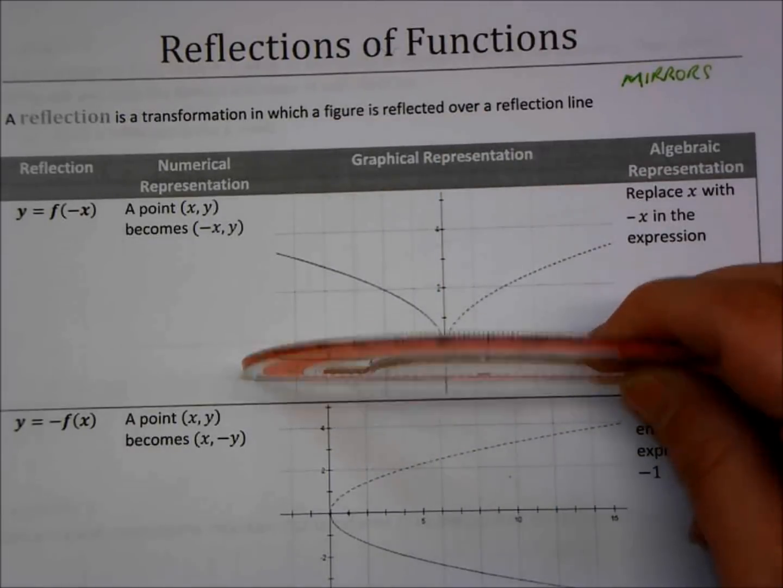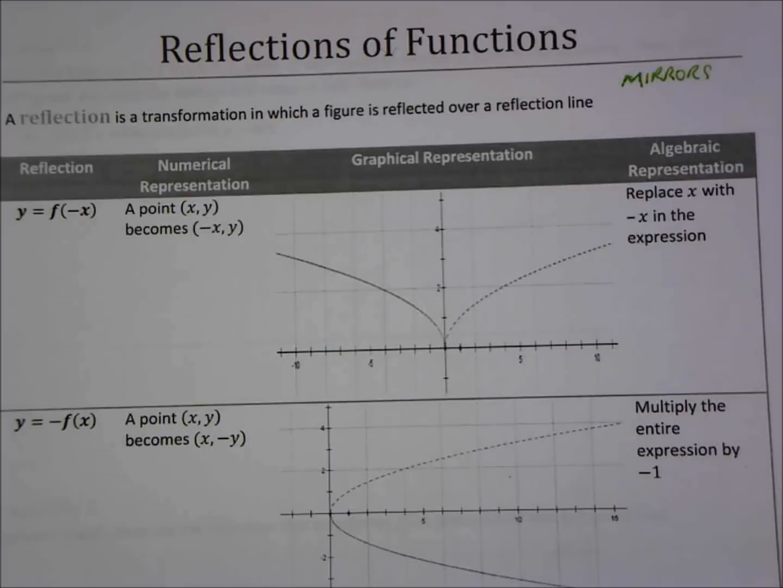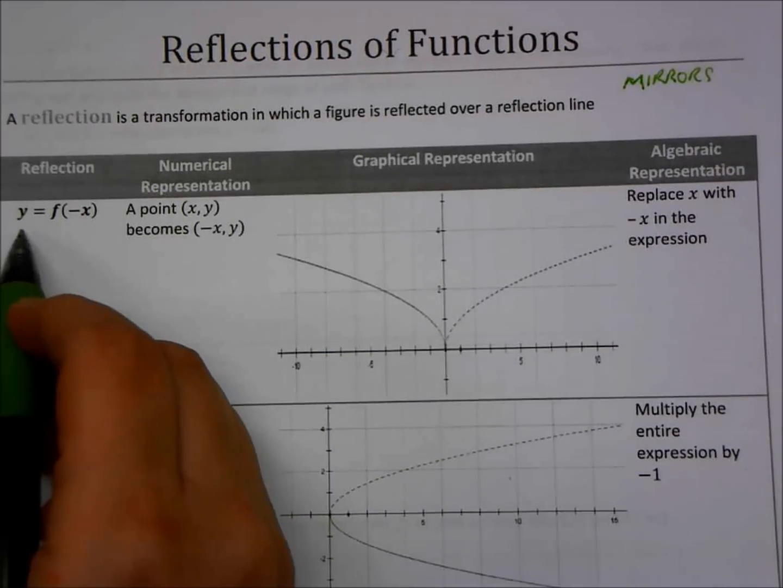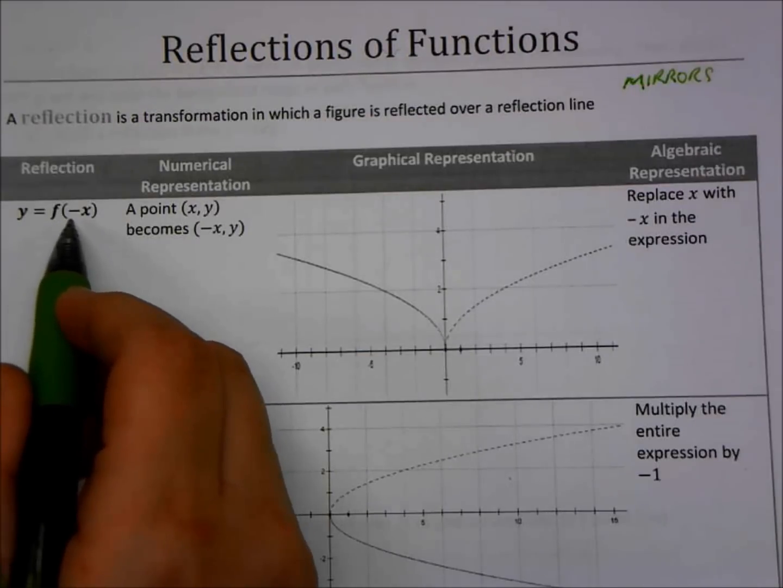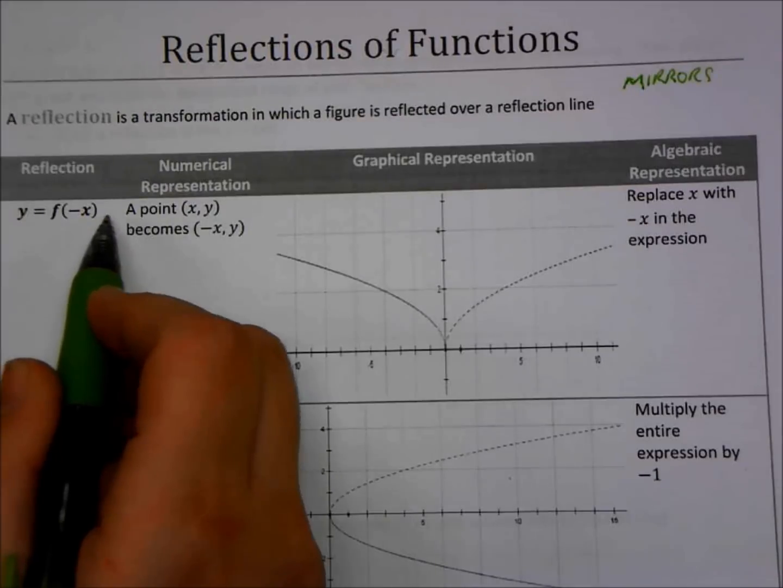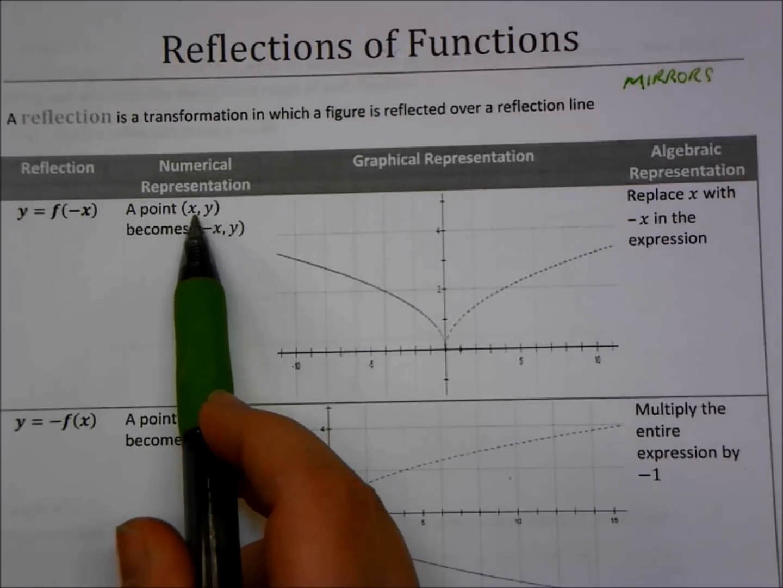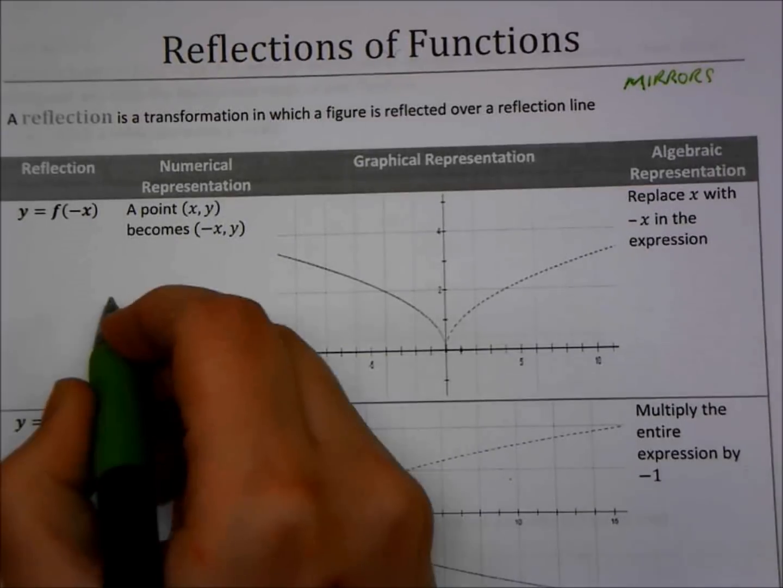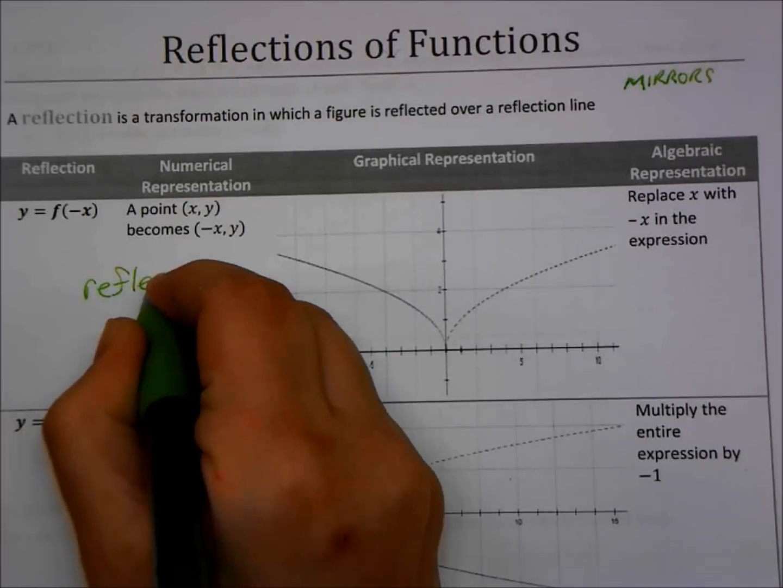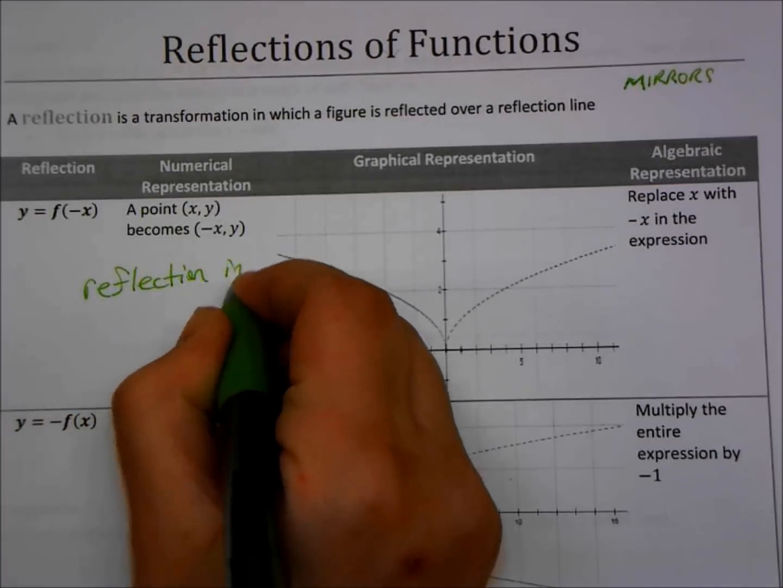This would be a reflection in the x-axis. We'll try them both. So sometimes we take our reflection, our new function is the same as our old function with a negative in front of x. This means that any point we're calling (x, y) becomes (-x, y). This is a reflection in the y-axis.